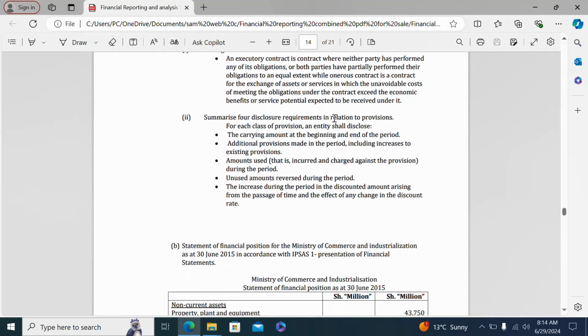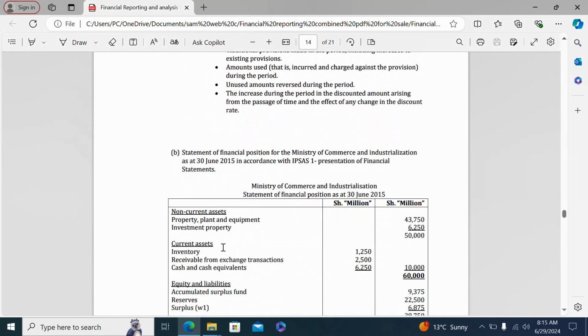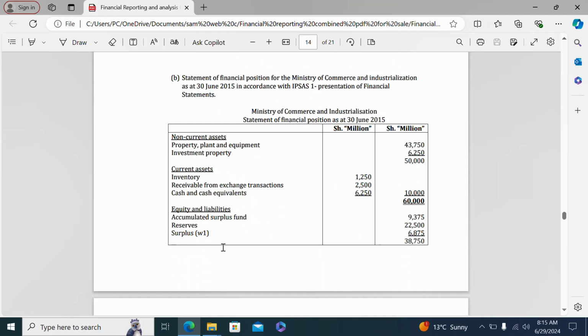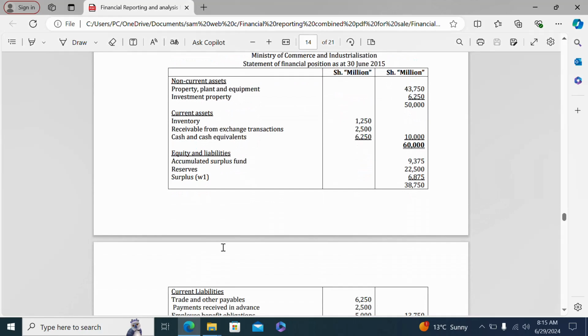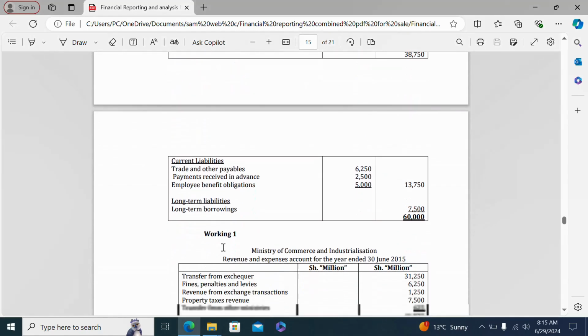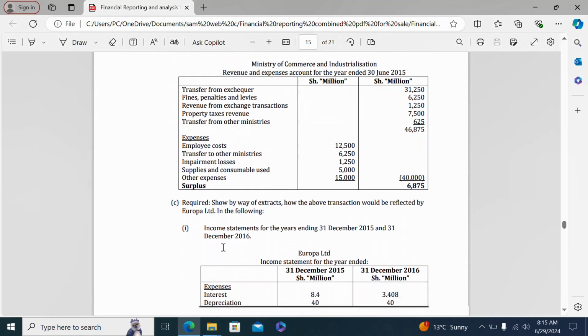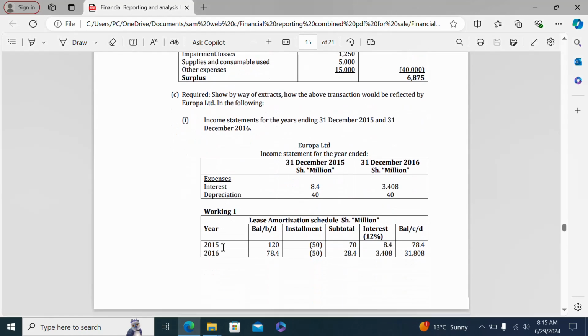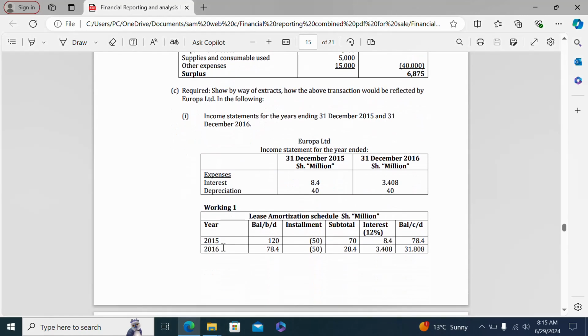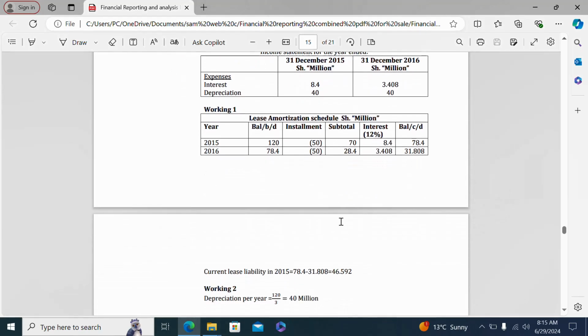Then we have question 4, the difference between an executory contract and an onerous contract. Then the disclosure requirements in relation to provisions. And B, the statement of financial position as at 30th June 2015. Then we have some workings, and then Part C. This is the extract of the income statement. Then we have the workings. This is the lease amortization schedule as a working in that question.